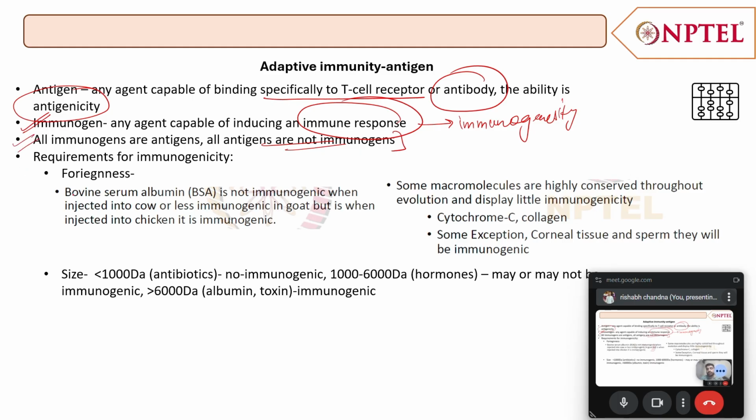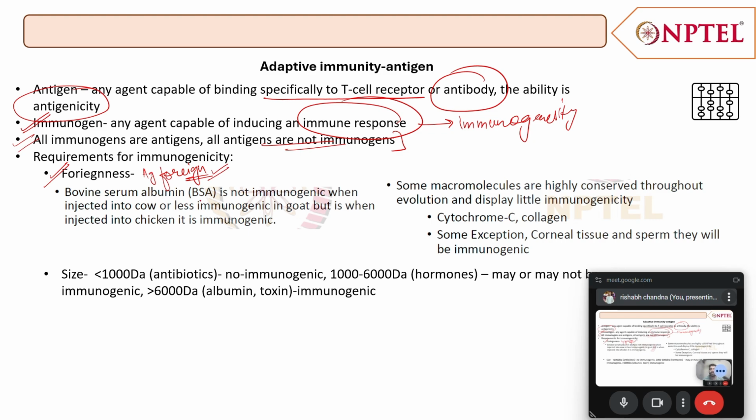Okay, so what are the major properties of an antigen that make it an antigen? The first thing is foreignness. That means the antigen must be foreign to the body. Foreign means it must be unknown to the body. All the proteins that are present in the body are known to the body, so they are not foreign. That's why they do not elicit any immune response. So the antigen must be foreign.